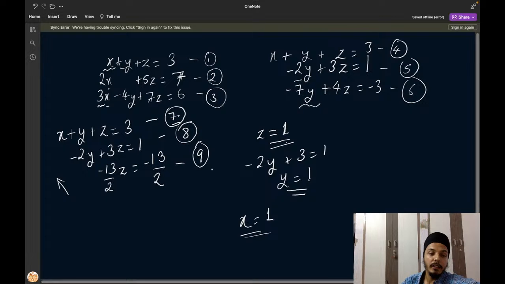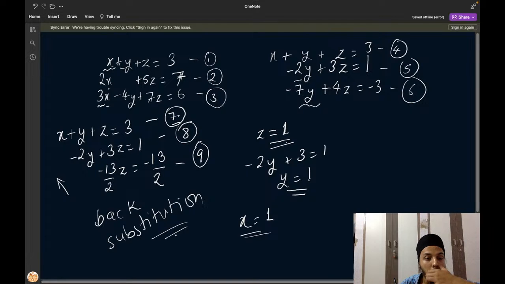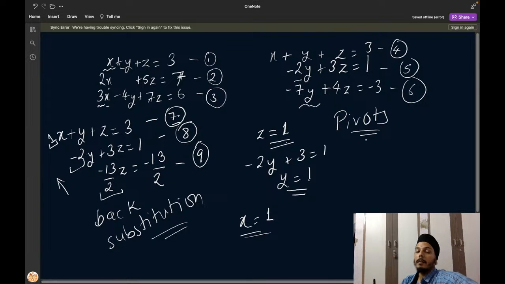So this method that we did now is known as back substitution. And our coefficients here, that is the first coefficient. So this here is 1, this here is minus 2, this here is minus 13 by 2. These are nothing but the pivots. These pivots, we will see more of them in our upcoming lectures. So in Gaussian elimination, we saw forward elimination and back substitution.